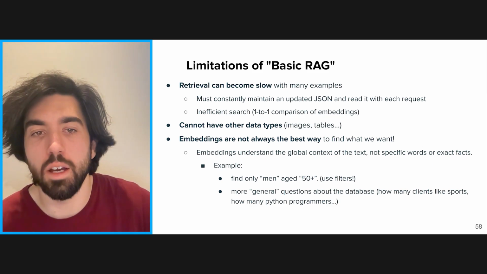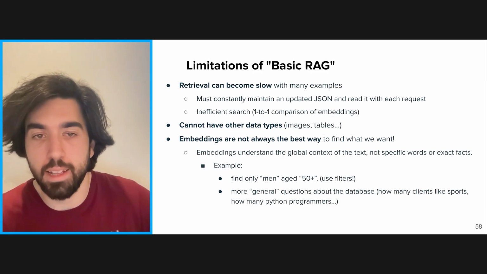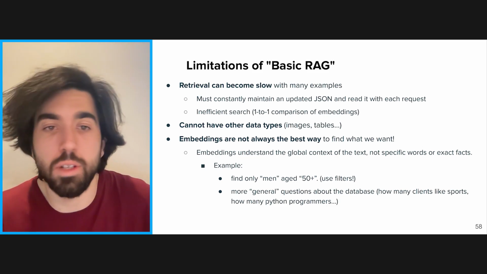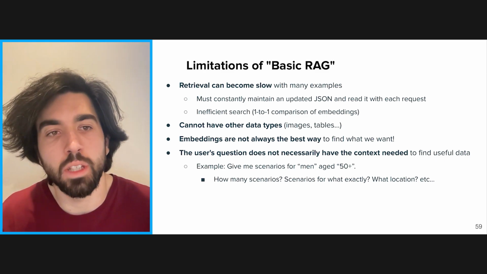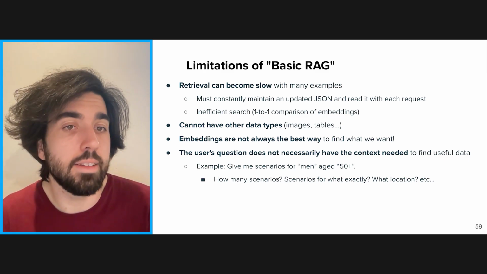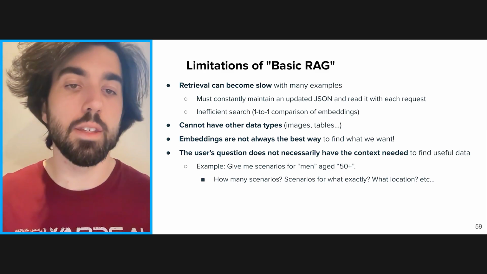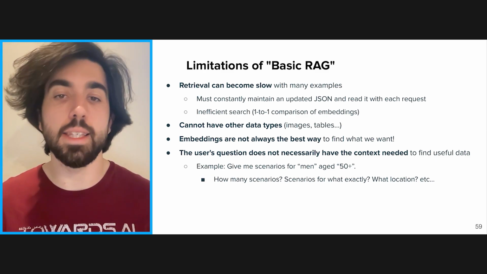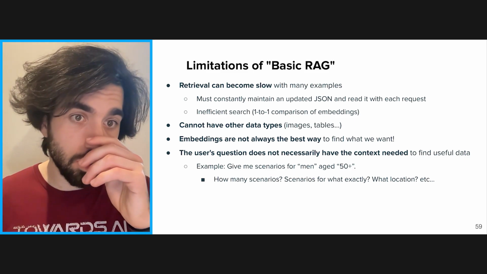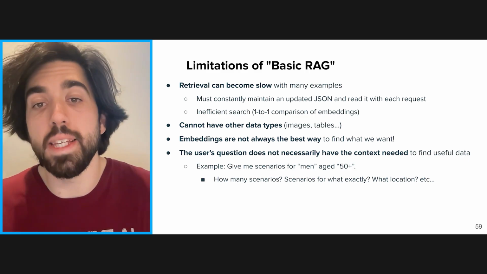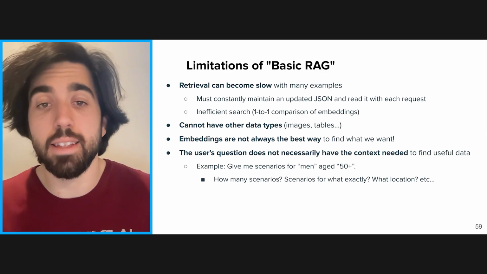Likewise for more general questions about the database itself, like how many clients you have that like sports, or how many Python programmers you have. These could be done with just filters. The user's question also doesn't necessarily have the context needed to find the useful data. Sometimes a user's question is ambiguous and doesn't contain everything you need to answer, which means you may need a more complex setup to ask for the details you need.